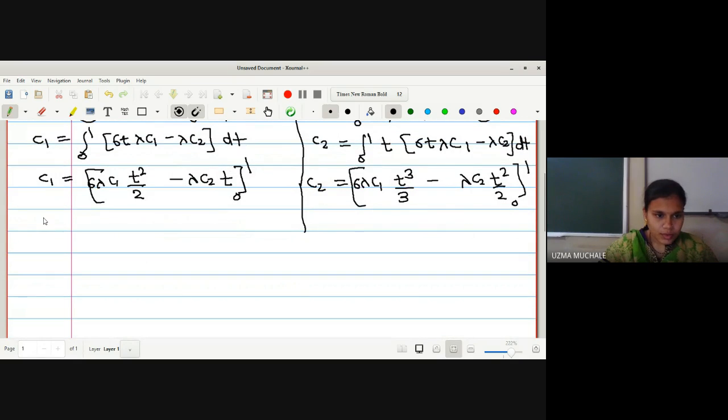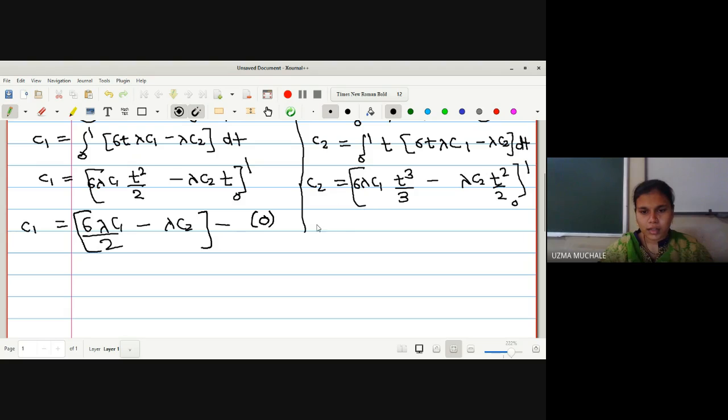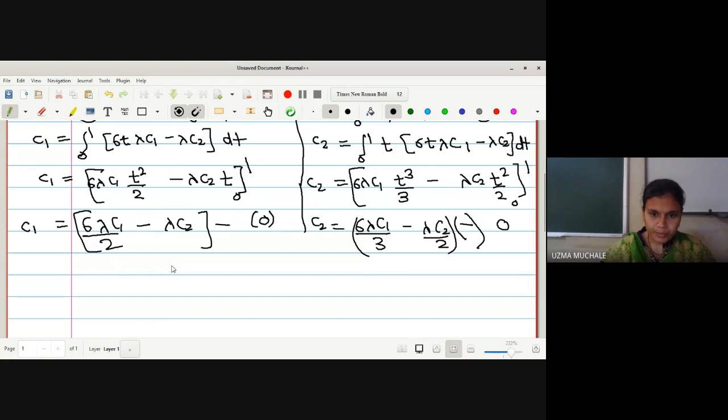Okay, so the next step is we have to put the values. 6 lambda c1 upon 2, t is 1, minus lambda c2 1. Again, if you put the value 0 minus, you will get 0, so no need to consider that. And then we can write for c2: 6 lambda c1 upon 3 minus lambda c2 upon 2, minus, again if you put 0, t square, that is 0 square, 0 cube, again it will be 0.